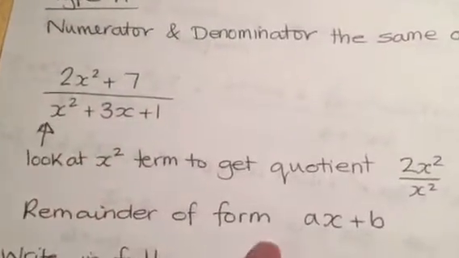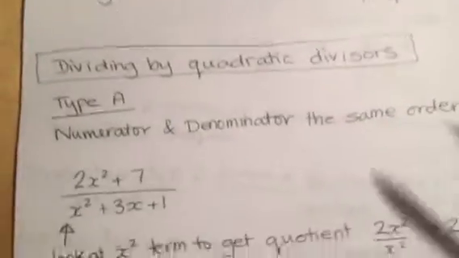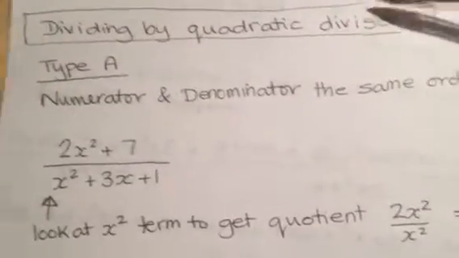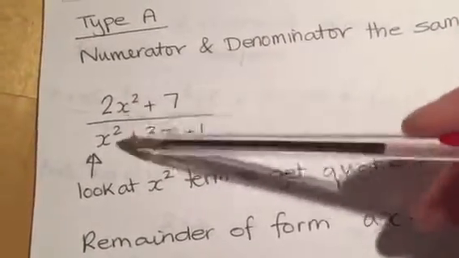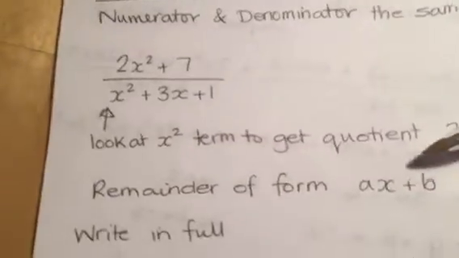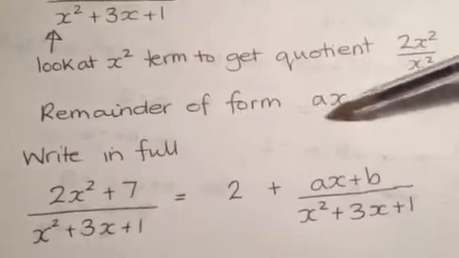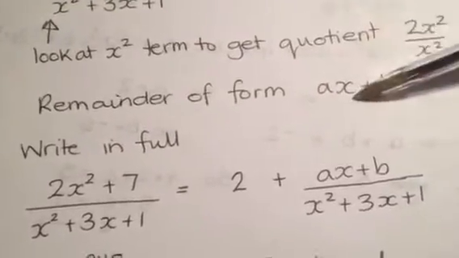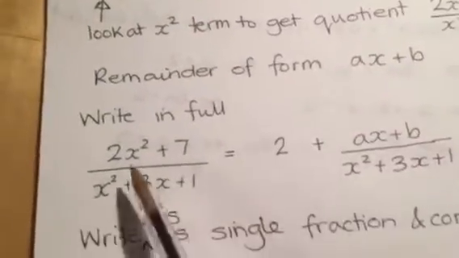Because it's over a quadratic, your remainder is of the form ax plus b. So dividing by quadratic divisor, numerator and denominator the same. Step 1, look at the x squared term to get the quotient. Step 2, write it out with unknowns where you need to find the coefficient. So write it out in full.